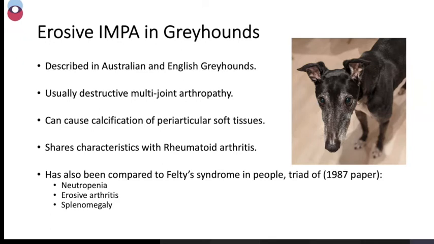And then there was also a report of some of the greyhounds showing signs of arthritis or polyarthritis, also having signs similar to something called Felty syndrome, which is more of a human phenomenon, and it's sort of comprised of this triad of neutropenia, erosive arthritis, and splenomegaly, but that's not something that's hugely widely reported.